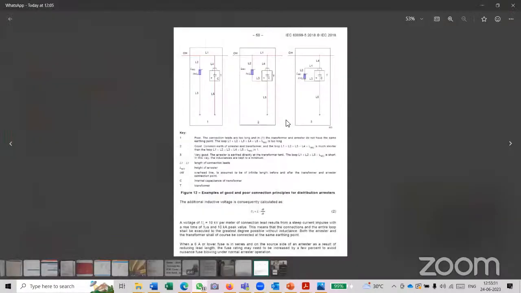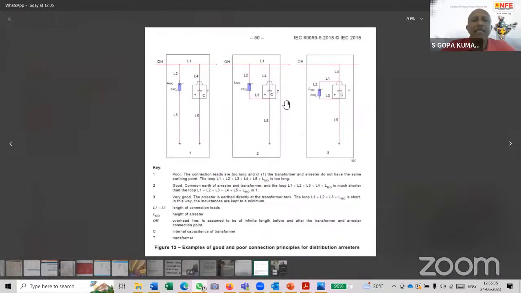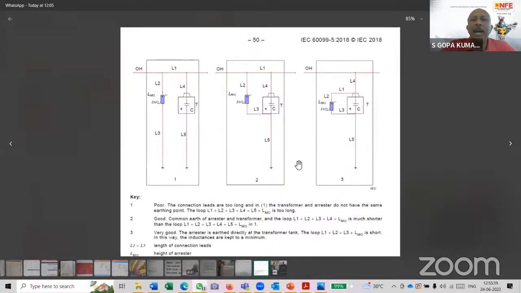Sir, to make it simple, you can't separate any earth electrode. Please have a look at the screen. This is from the IS standard. In the heading you are seeing IEC, but this is the IS standard which I have just referred. There are 3 ways of connecting: connection 1, 2, and 3.